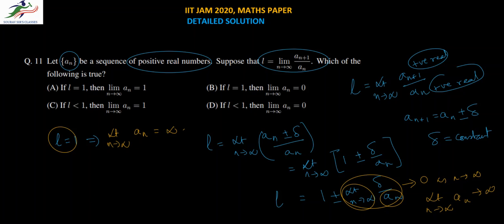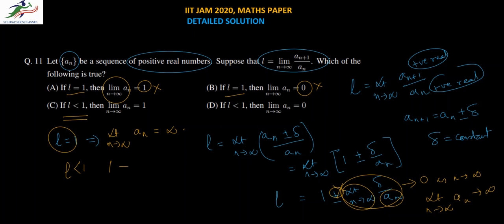So therefore we see that the first two options are ruled out because they are saying if L equal to 1, then limit of an with n tending towards infinity is either 0 or 1, which is not true. So these two are ruled out. Now we have to check for the condition if L is less than 1. So if L is less than 1, that means 1 minus, we cannot have the plus condition there.